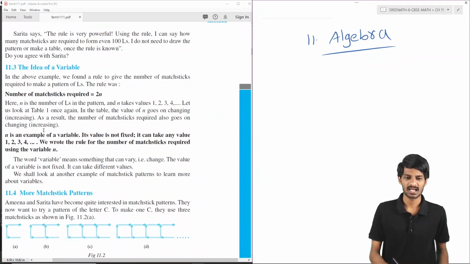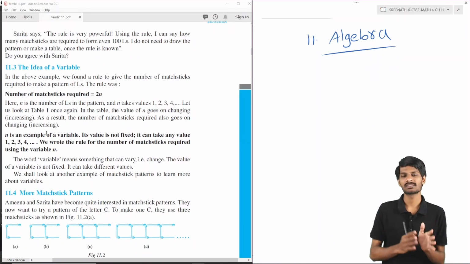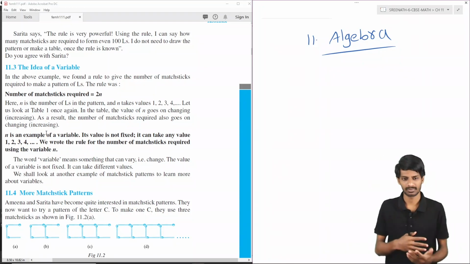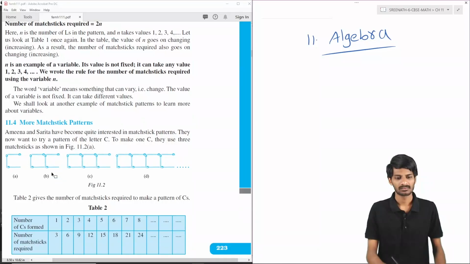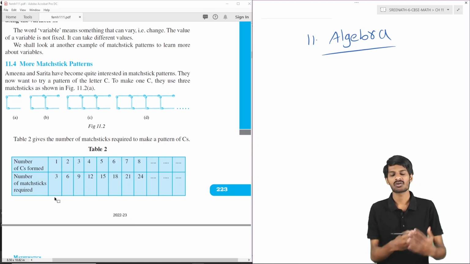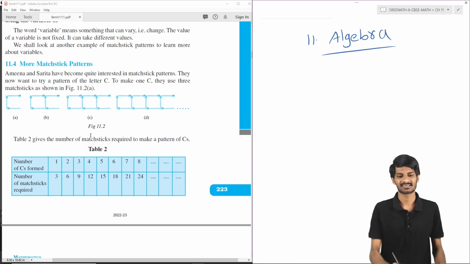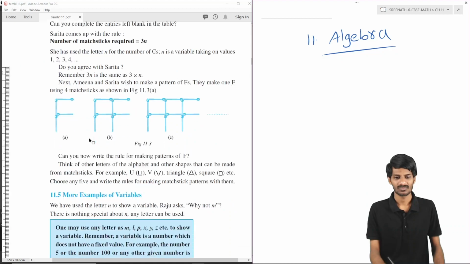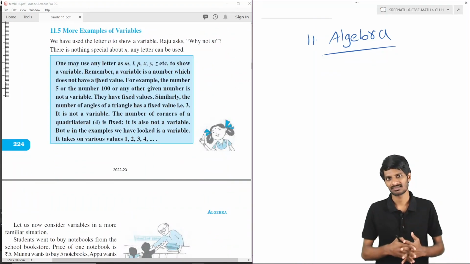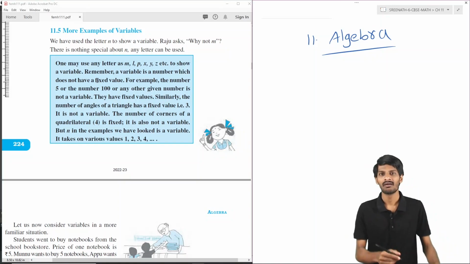Next thing is idea of a variable. So what is meant by a variable and how the idea of variable has come up. Next thing is more matchstick patterns. Here we see some more matchstick patterns, because of which we will deduce some new things. Next thing is more examples of variables. So what are the different examples for variables?